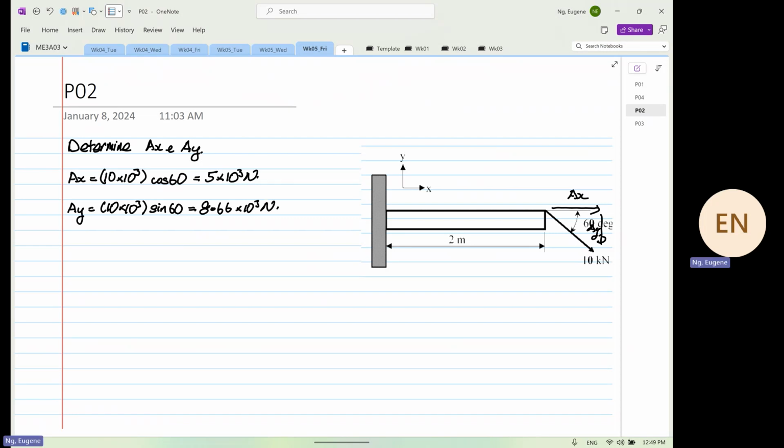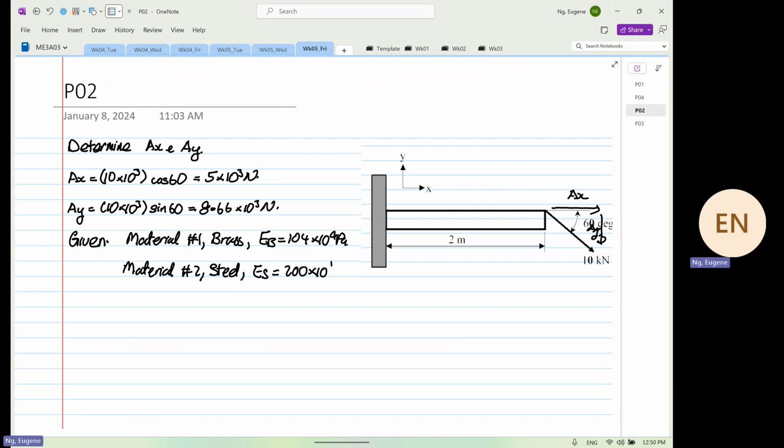Okay. So let's do something simple first. Okay. So given that material 1 is our brass, so E of brass will be equal to 104 times 10 to the power 9 Pascal. And material number 2 is for steel. So we know that E of steel is equal to 200 times 10 to the power 9 Pascal.